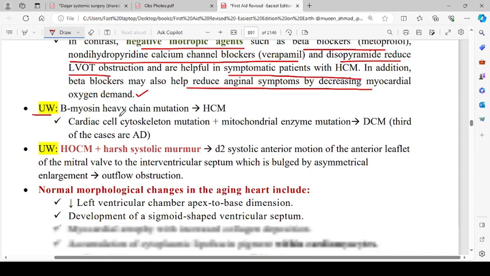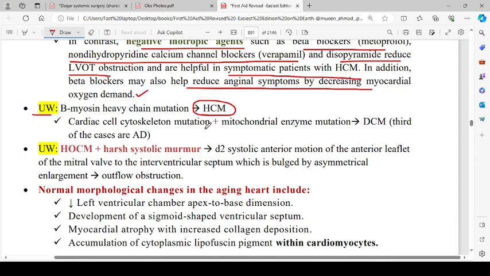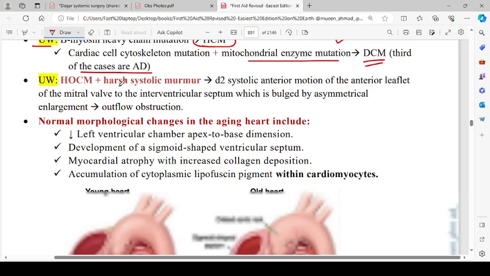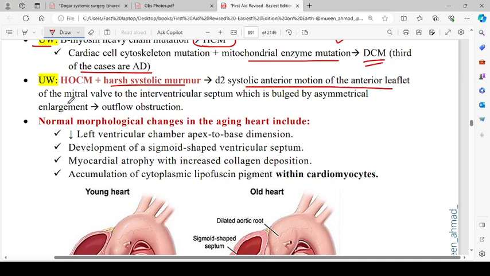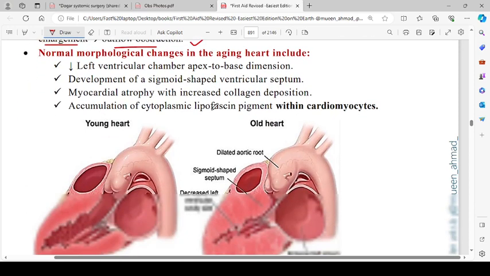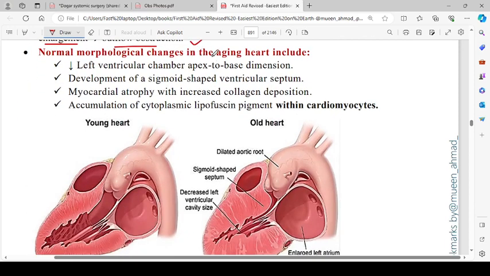Then we have a UWorld point that beta myosin heavy chain mutation leads to hypertrophic cardiomyopathy. Cardiac cell cytoskeletal mutations with mitochondrial enzyme mutation will lead to dilated cardiomyopathy, and a third of the cases are autosomal dominant. Okay. Then hypertrophic obstructive cardiomyopathy with harsh systolic murmur is due to systolic anterior motion of the anterior leaflet of the mitral valve toward the interventricular septum, which is bulged by the asymmetrical enlargement, so that will lead to outflow tract obstruction.